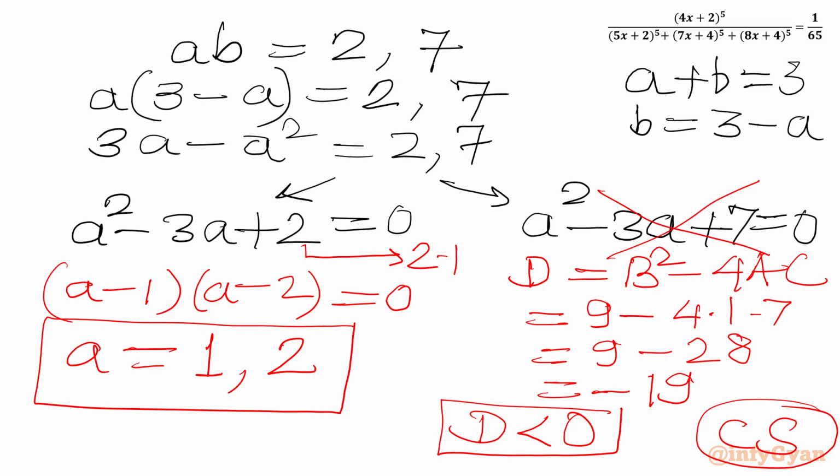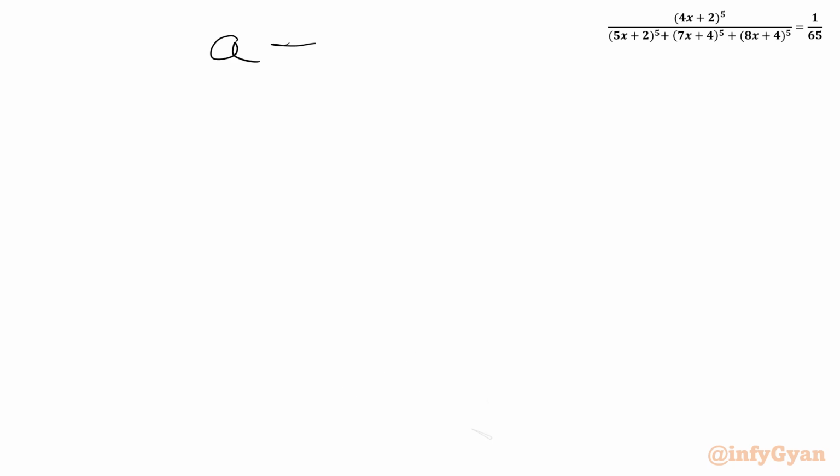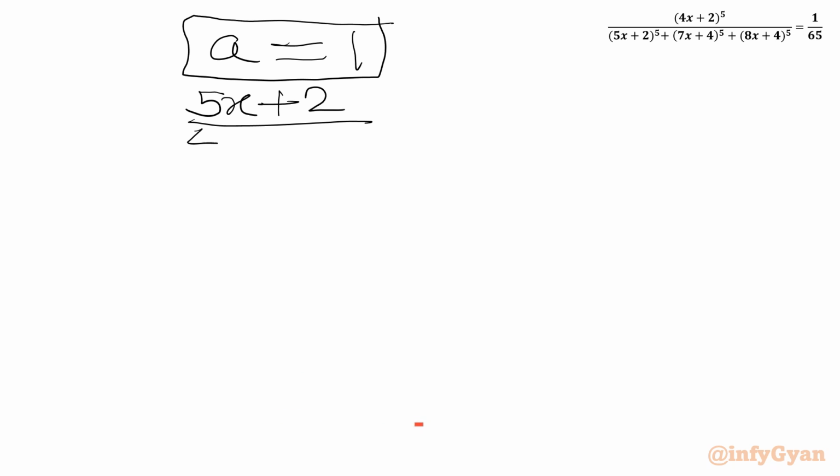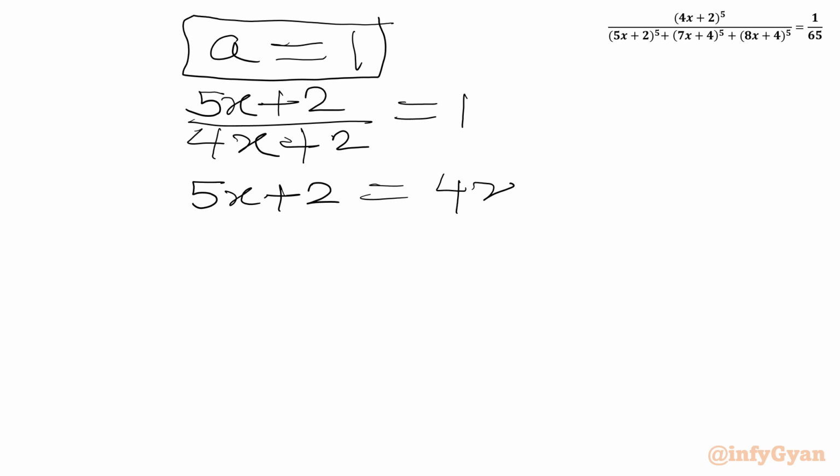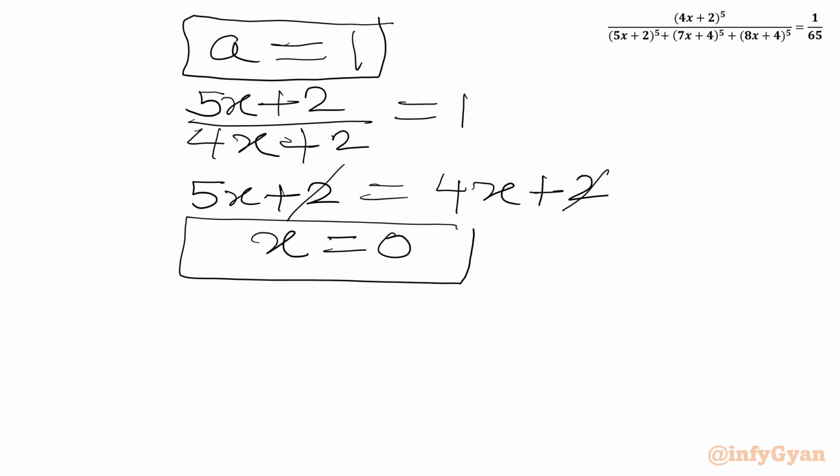Now if you remember, a was our substitution. a was 5x plus 2 over 4x plus 2. So I will consider here a equal to 1 case. So I will write here 5x plus 2 over 4x plus 2 in place of a equal to 1. Let's cross multiply: 5x plus 2 equal to 4x plus 2. So 2 and 2 will be over. We will get x equal to 0.